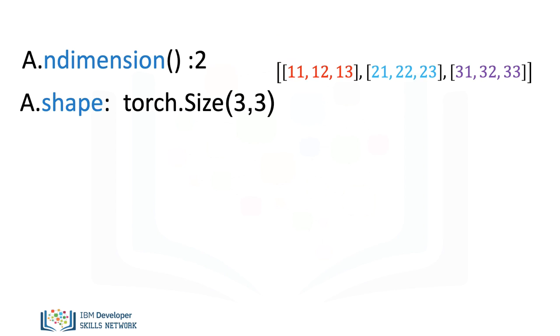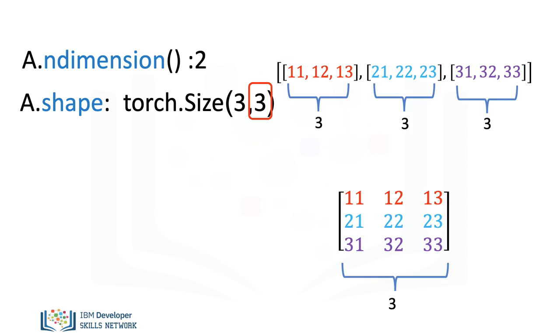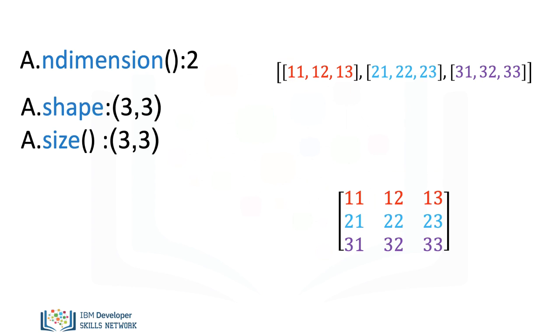The shape attribute of a tensor returns the number of rows and columns of the tensor. The first element corresponds to the number of rows in the rectangular tensor of A, which in this case is 3. The second element corresponds to the number of columns in the rectangular tensor. The convention is to label the vertical axis 0 and the horizontal axis 1 as follows.